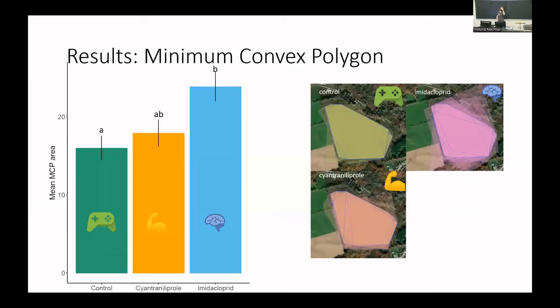And I want to get to some results. So this is the minimum convex polygon for our 3 treatments. There's no difference between control and cyantraniliprole, but imidacloprid flew much farther than the rest. This could be because of the excitation properties of neonicotinoids, which isn't that good. We don't really want queens, especially gynes, the ones in later fall, to be flying too far because then they're burning their reserves that they need to overwinter.